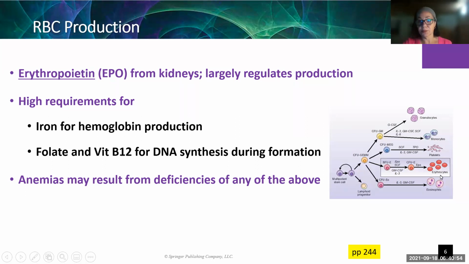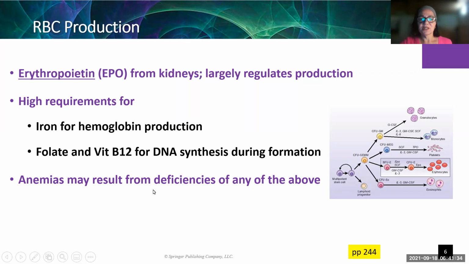Now, for making the red ones, we have high requirements for iron, for making the hemoglobin, as we'll cover shortly. And then these two other nutrients come into play, folate and vitamin B12. You may know folate is also known as vitamin B9, not super important, but it's a B vitamin. And both of these are required for the DNA synthesis when the cells are first dividing and becoming the cells that give rise to the erythrocytes. And I'll cover that in more detail later.